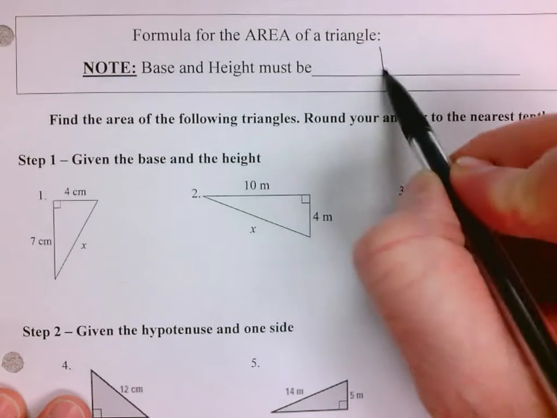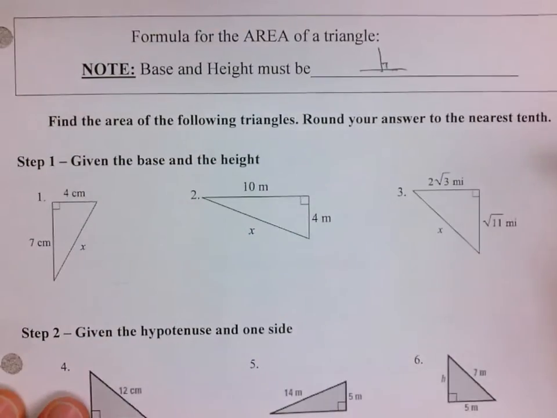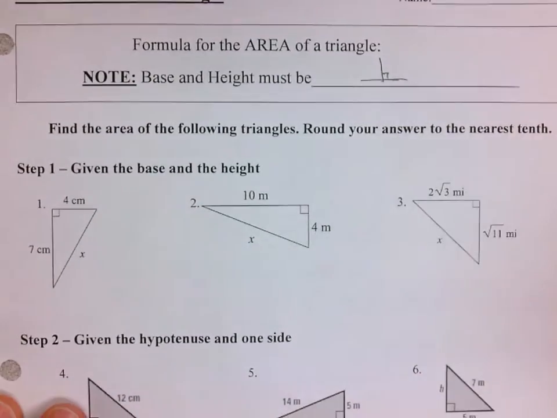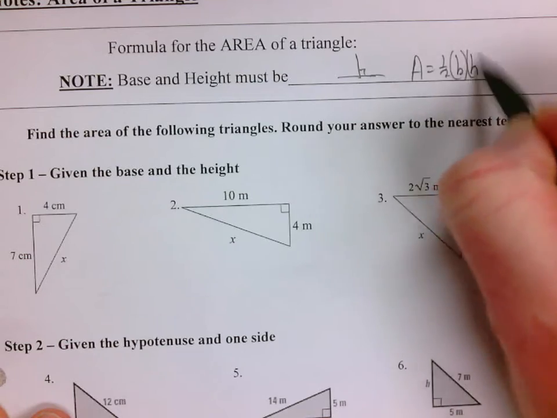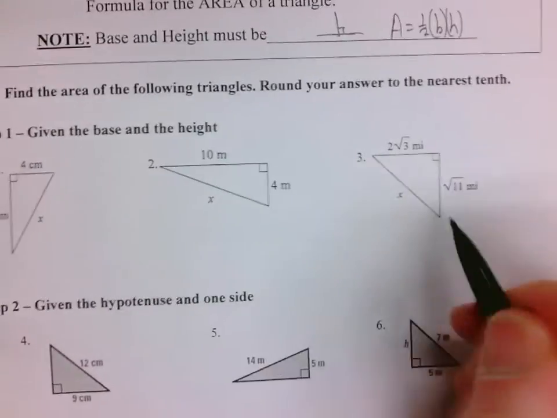Just remember that base and height are perpendicular to find the area of a triangle. And then the formula is area equals 1/2 base times height, no matter what. So I'm going to go right to this example.